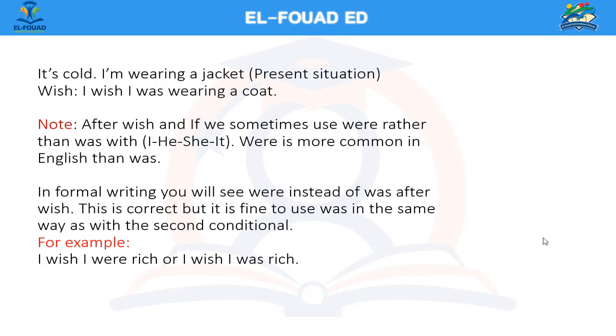with I, he, she, it, were is more common in English than was. In formal writing, you will see were instead of was after wish. This is correct, but it's fine to use was, in the same way as with the second conditional. I wish I were rich or I wish I was rich. Both of them are right, but the most correct one to say is I were.